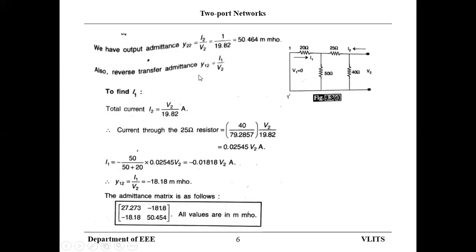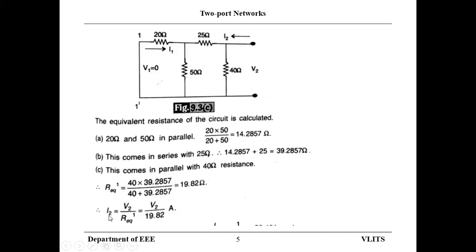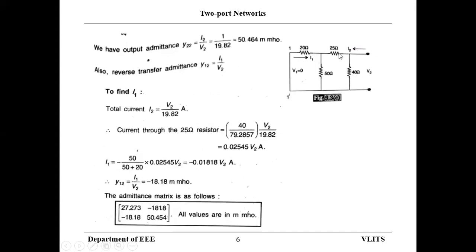Then similarly, if you want to find the admittance y12, so y12 is equal to I1 by V2. Which means you have to find I1 in terms of V2, or you have to find V2 in terms of I2, whatever it is. Already we got I2, the total current flowing here, that is I2 is equal to V2 by 19.82.